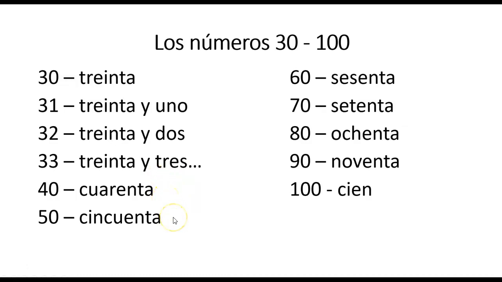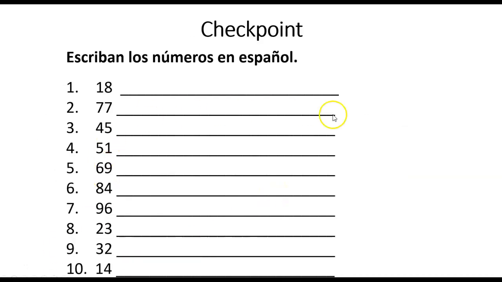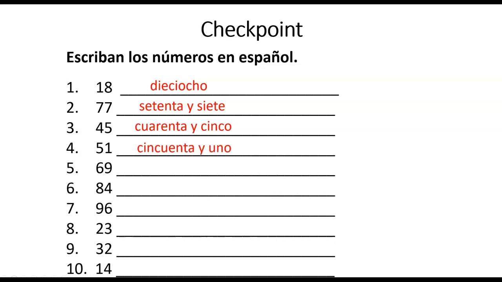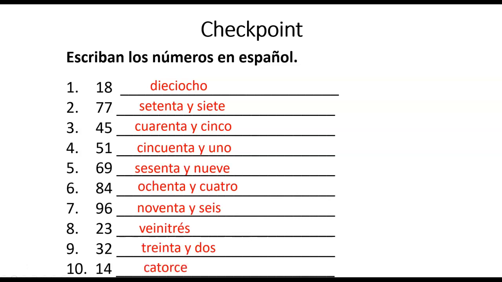So let's keep going through them. 40, 50, 60, 70, 80, 90, 100. And let's see what these numbers look like. So, to say 18, you would say 18, 77, 45, 51, 69, 84, 96, 23, 32, 14.